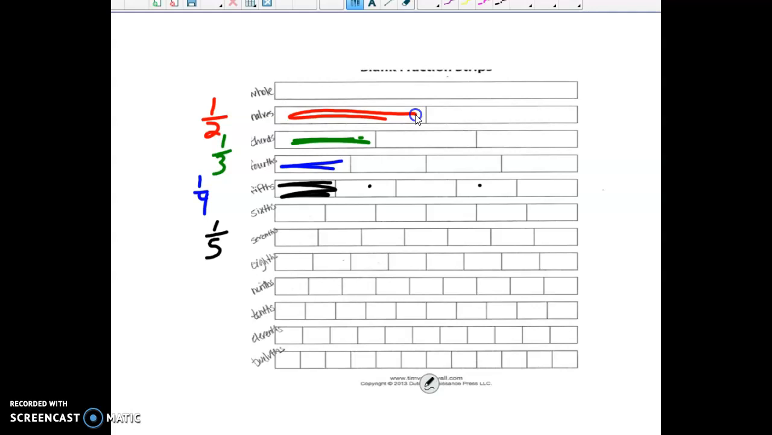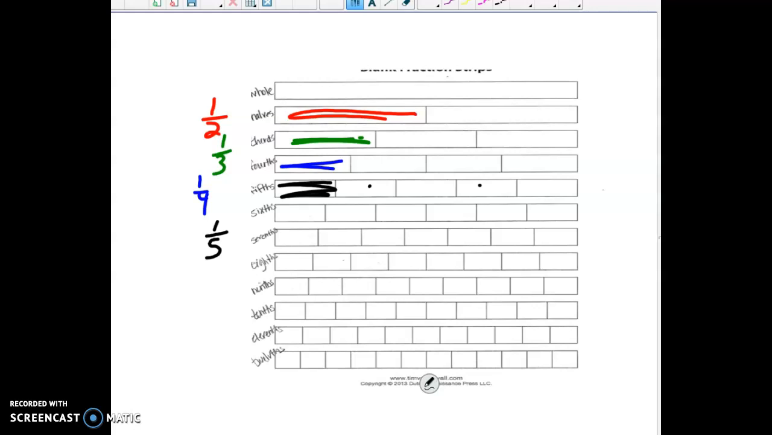What I want you to look at is the size of the pieces. 1/2 is bigger than 1/3. 1/3 is bigger than 1/4. 1/4 is bigger than 1/5. So as we're going down, the pieces are getting smaller. It's kind of backwards, isn't it? Because the numbers over here are getting bigger in the denominator, yet the pieces are getting smaller. So the bigger the denominator, the smaller the piece.